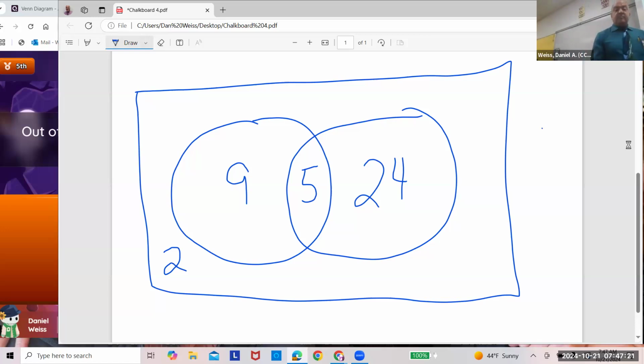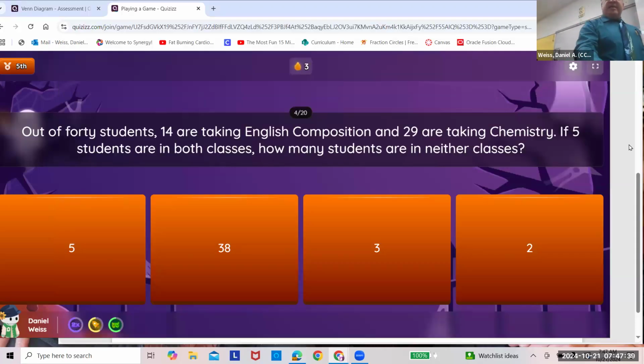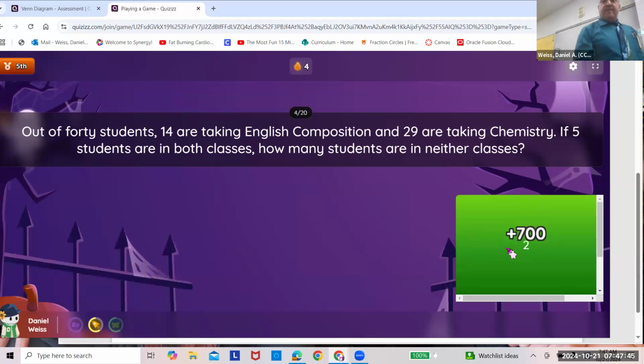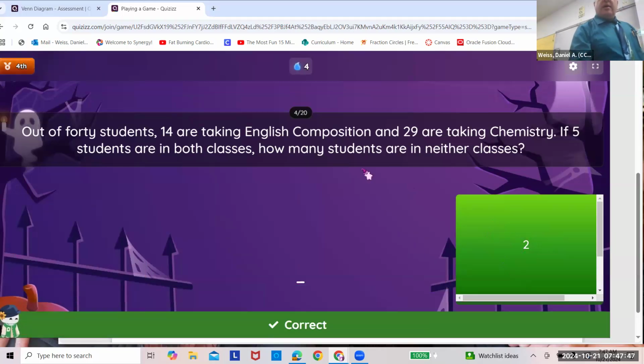All right. So altogether in here, I've got 29 plus 9 is 38. Does that make sense? How I've got 38. Okay. So I have 2 that are taking neither. Right. Does it make sense that 2 are taking neither? Is everyone good with that? Okay.